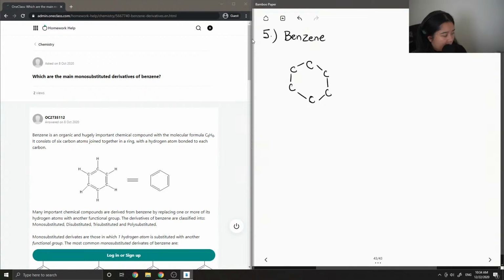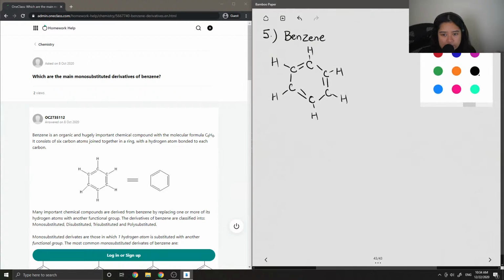Okay. And then in between each carbon, every other carbon is a double bond. And then since carbon needs 4 bonds in total, all of the carbons contain a single hydrogen. Okay, so this is benzene.